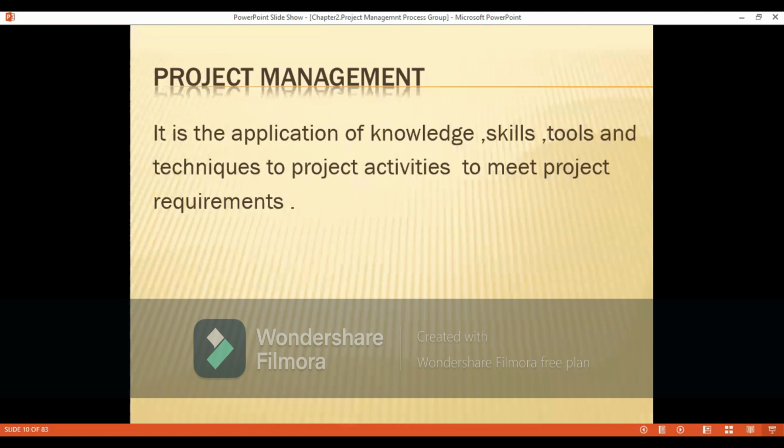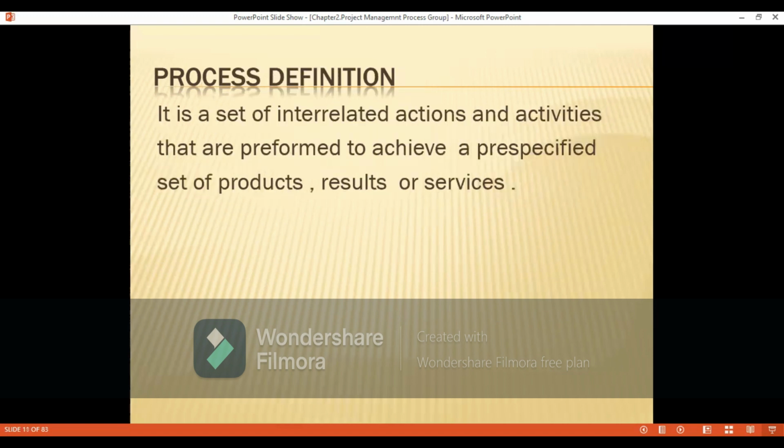Now, project management, as we know, is the application of knowledge, skills, tools and techniques in order to meet the project requirements and achieve those activities. When we look into a process, it's similar to a project as well. A project is a temporary endeavor with a beginning and an end, in order to deliver a product, a service, or a result. Similarly, a process is a set of interrelated actions or activities that are performed to achieve a prescribed set of product results. So it is interrelated actions and activities used to produce a product, service, or result, similar to a project.